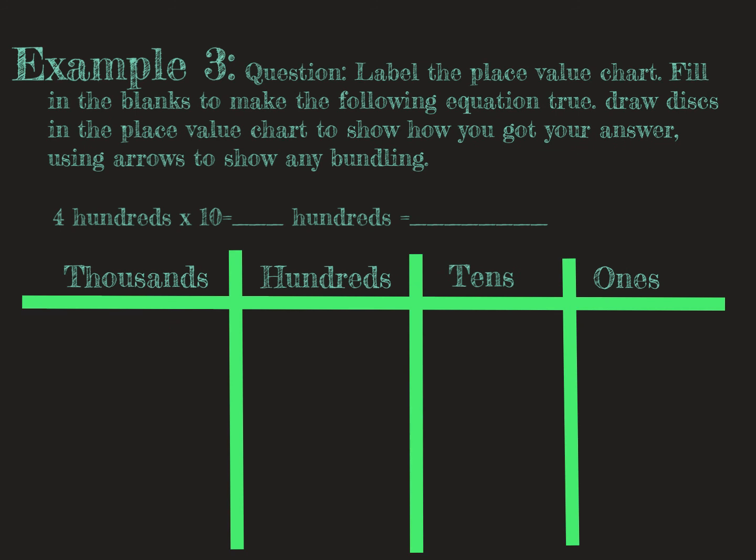Our last example, example 3. Label the place value chart. Fill in the blanks to make the following equation true. Draw discs in the place value chart to show how you got your answer, using arrows to show any bundling. In this example, we're using 4 hundreds times 10, which is equal to 40 hundreds. So we're going to put 40 hundreds right here in this hundreds place value.